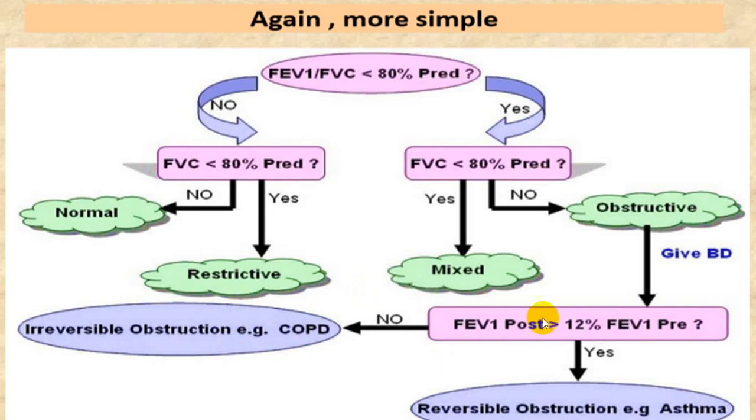By and large, if there is no reversibility on bronchodilator, it is in favor of COPD. And if FVC is more than 80 and the ratio is between 70 to 80 or more than 80, it will be normal.